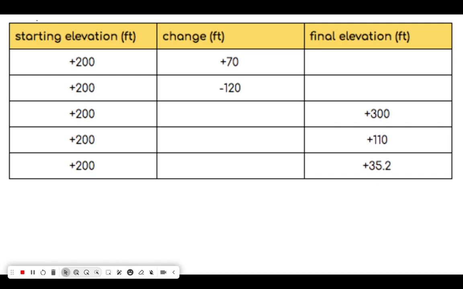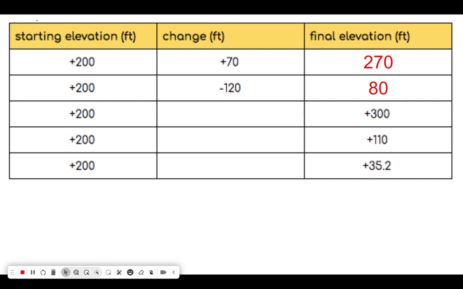Okay, so if our starting elevation is 200 and we're adding 70 feet, what's our final elevation? It should be 270. If our starting elevation is 200 and we are adding negative 120 or subtracting 120 feet, then our final elevation should be 80.